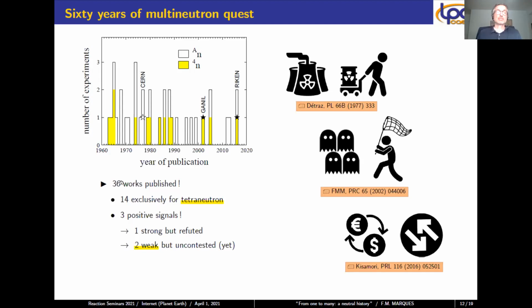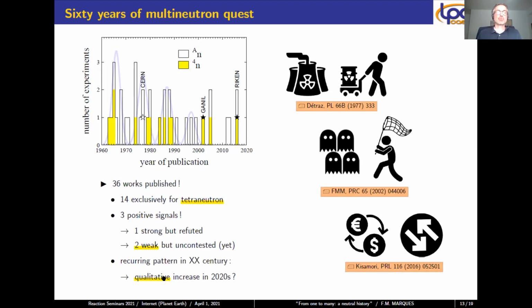There were 3 positive signals, the one from CERN, GANIL, and RIKEN. One of them was strong, the signal from CERN, but it was refuted. And 2 that have not been contested yet were weak. So the landscape is not very clear. And then I try to guide the eye with these structures here.